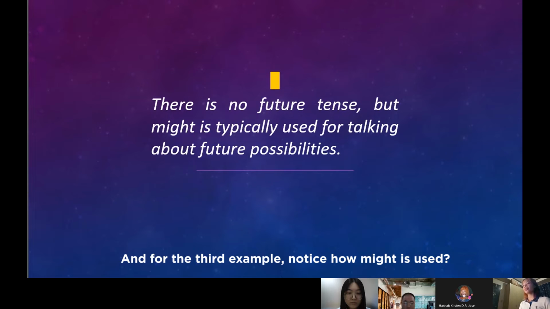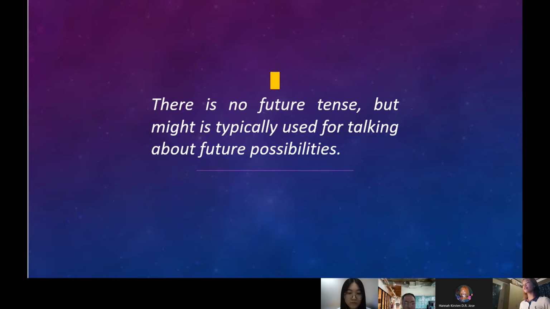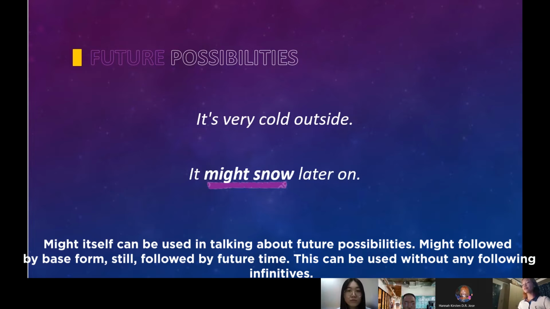And for the third example, notice how might is used. There is no future tense, but might is typically used for talking about future possibilities. Might itself can be used in talking about future possibilities. Might followed by base form, still, followed by future time. This can be used without any following infinitives. It's very cold outside. It might snow later on.